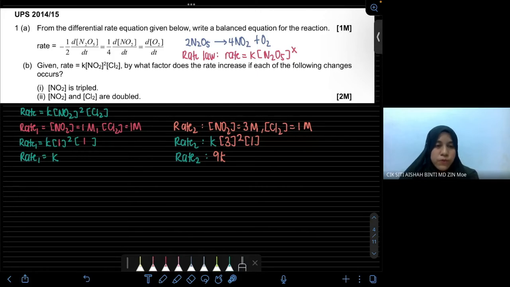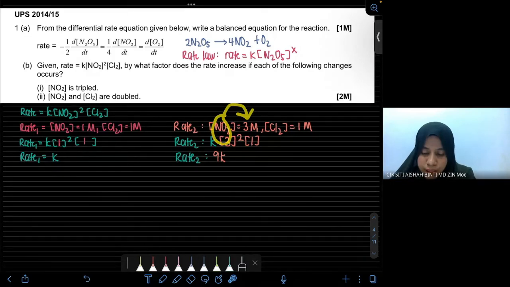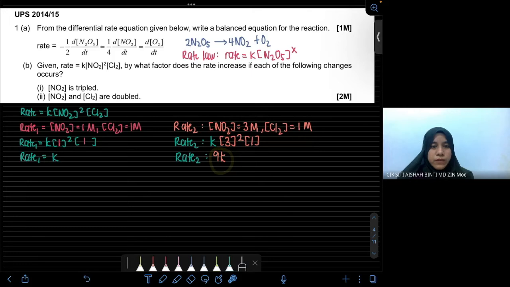Okay, so when we compare the reaction, at the start, when the concentration kita assume dia 1 molar, rate dia K sahaja. But then once we change the concentration, since the question asks to change the concentration of NO2 to be 3 molar, dekat sinilah kita akan tukarkan NO2 jadi 3. Cl2, dia tak ada mention kena ubah apa-apa, so we're going to take it as 1 sahaja. Okay, so sekarang ni kita tengok the rate is 9K. So the rate increases from K to 9K.